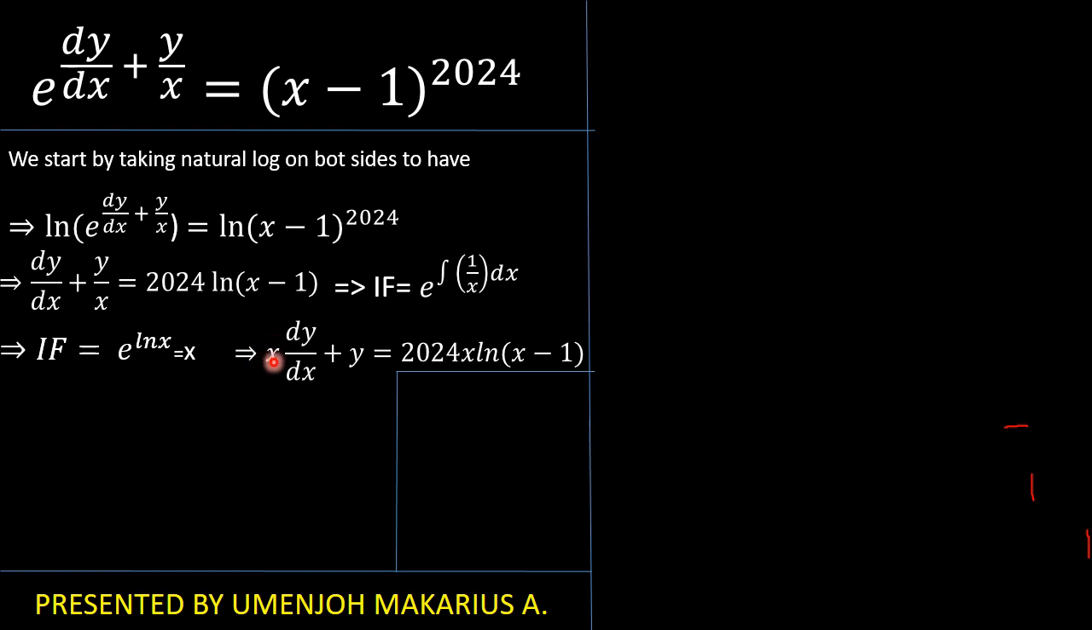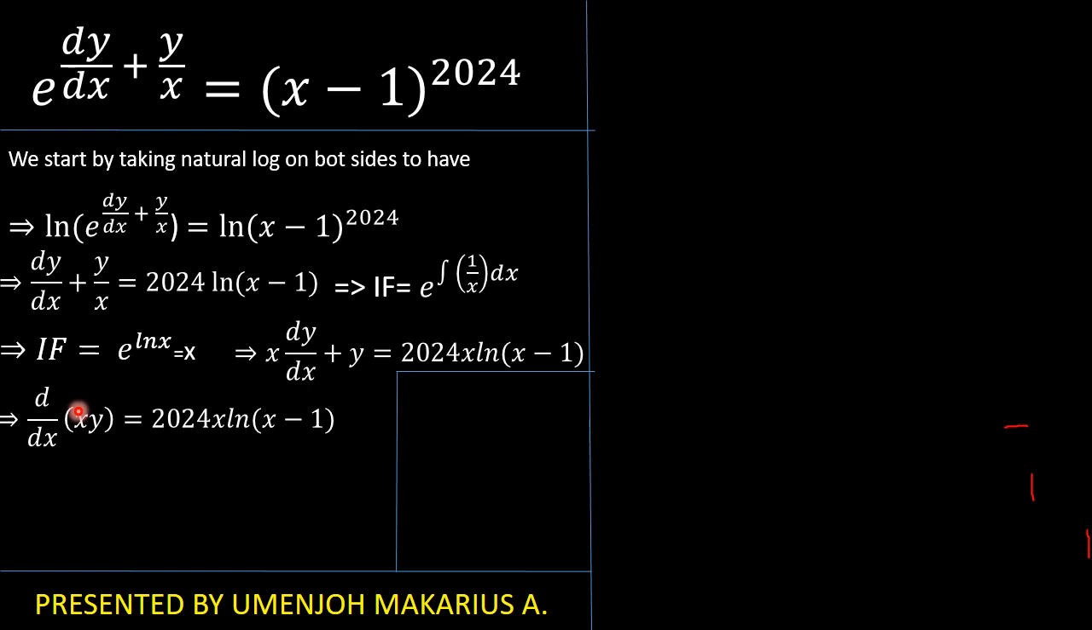Cool. So now guys, we see that by multiplying by the integrating factor, we now recognize that the left hand side of our DE is now exact. Exact simply means that we could express the left hand side as the derivative of two functions. Namely, we can express the left hand side as the derivative with respect to x of xy.